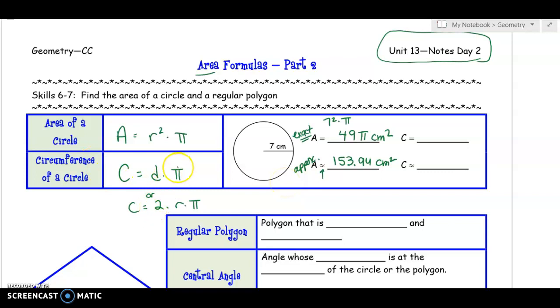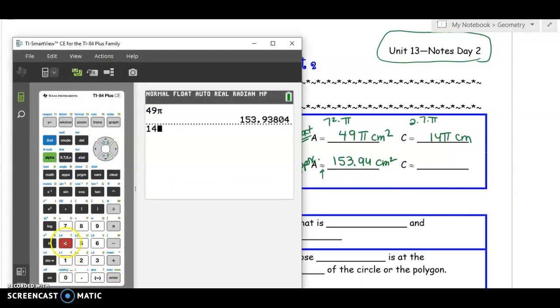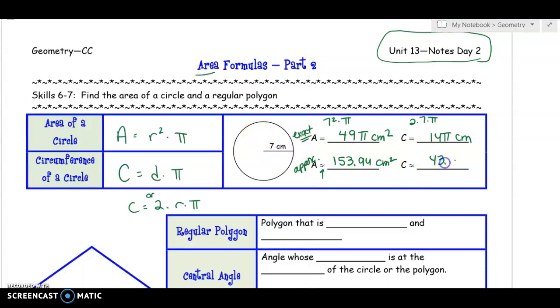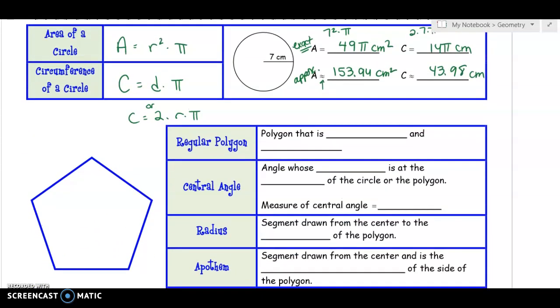Circumference is going to be diameter times pi, 2 times radius. This is a radius, so 2 times 7 times pi, which would be 14 pi. And circumference is not squared, it's like perimeter. And then for the approximate, you just do 14 second pi, hit enter, round to the nearest hundredth, you get 43.98 centimeters. So that's area and circumference.